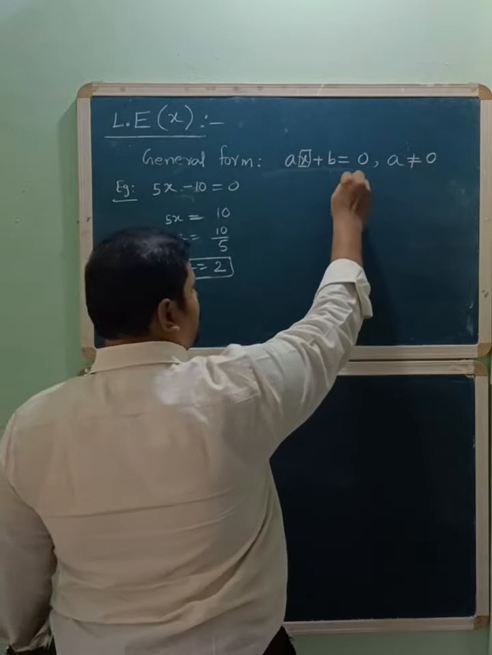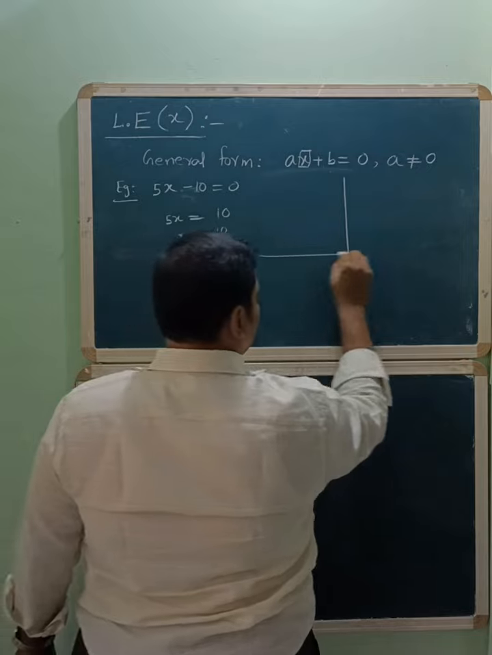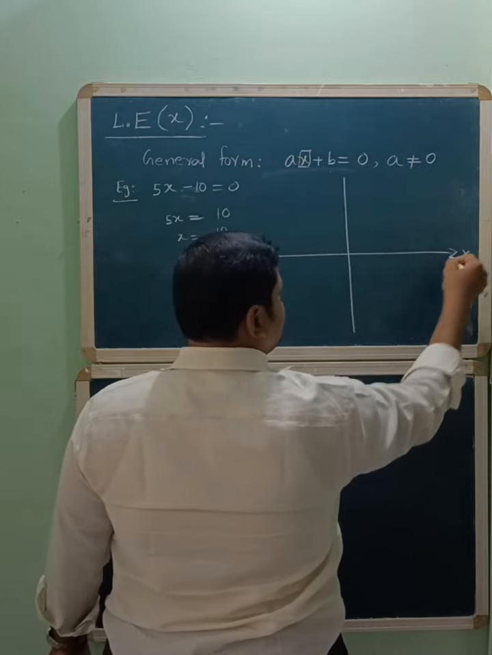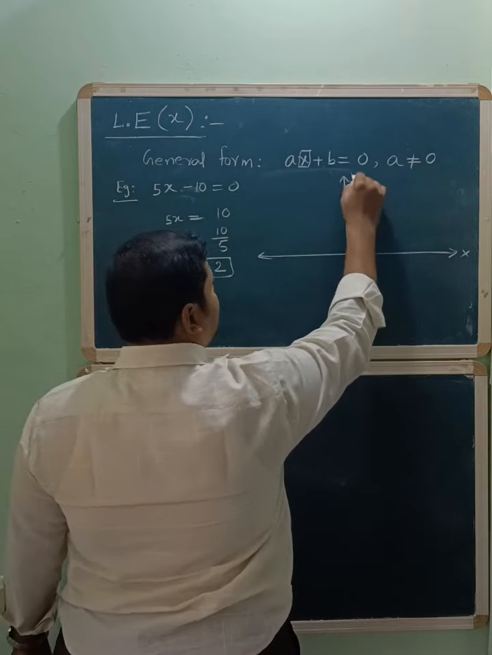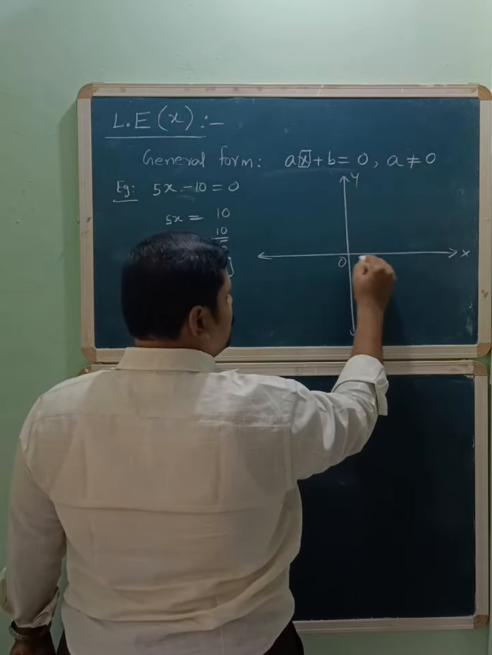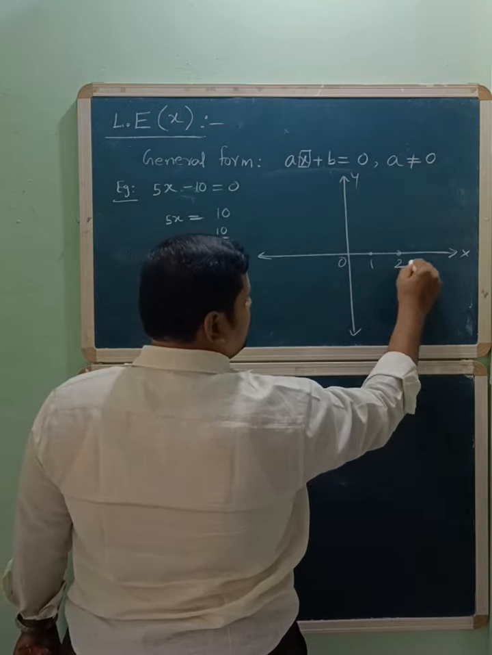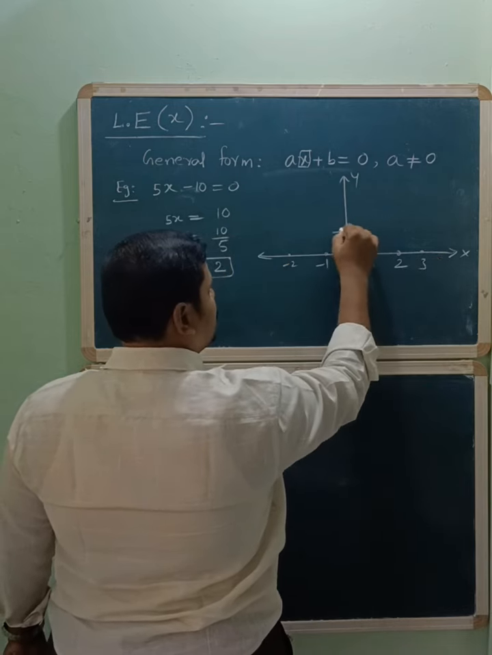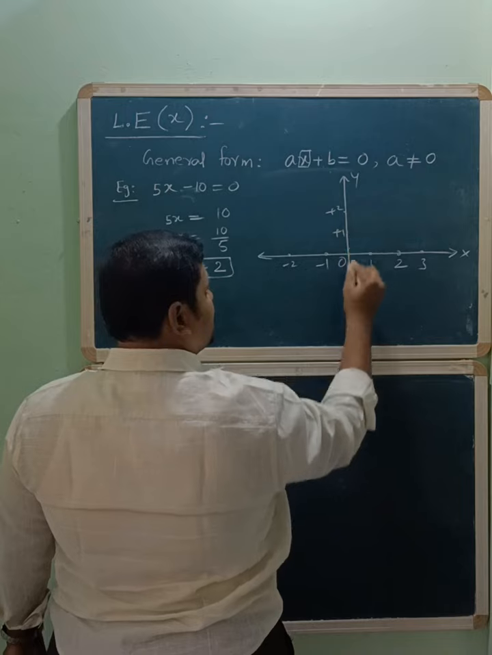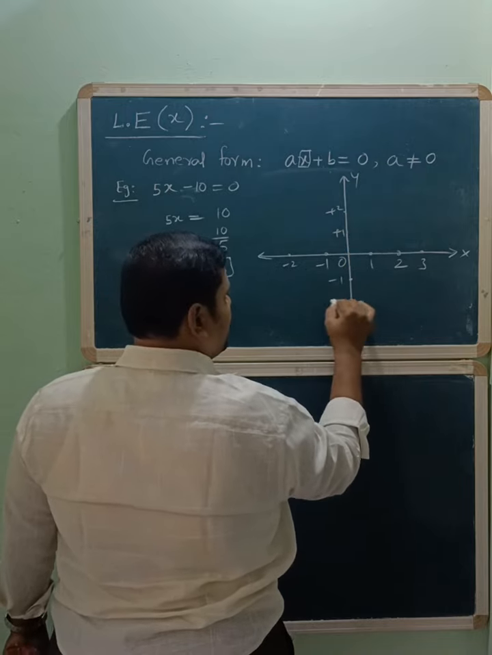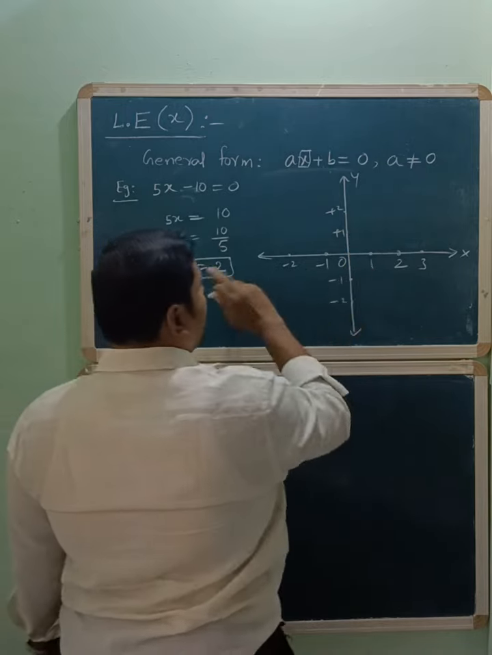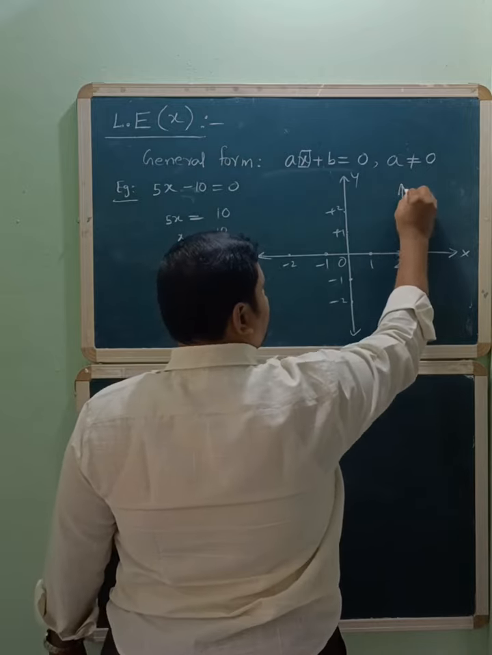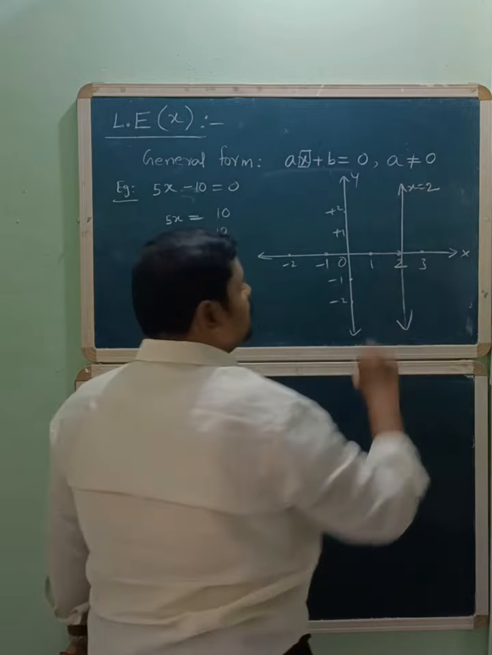Now the graphical approach. x is equal to 2. This is the x axis and this is the y axis. Now 0, 1, 2, 3, minus 1, minus 2, plus 1, plus 2. Here x is equal to 2 means this is the line. This is x is equal to 2.